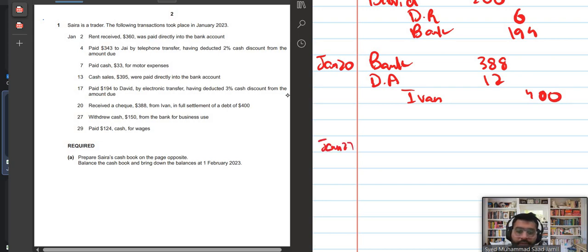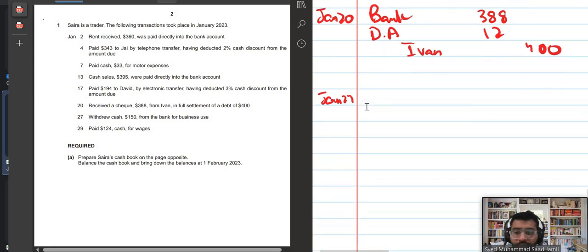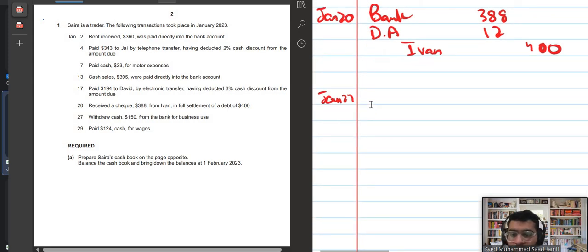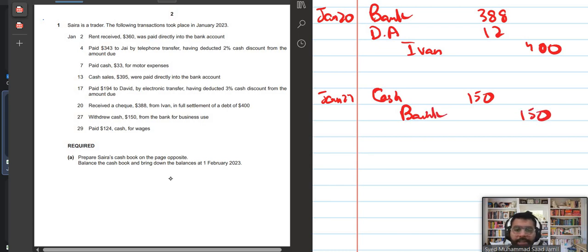Jan 27th. Now this says withdraw cash 150 from the bank for business use. So this is a very important entry, and when I will be writing down the solution, when I'll be solving the question, I'll tell you guys why it is so important. But over here the double entry would be withdrew cash. Cash is increasing by 150 and bank is decreasing by 150.